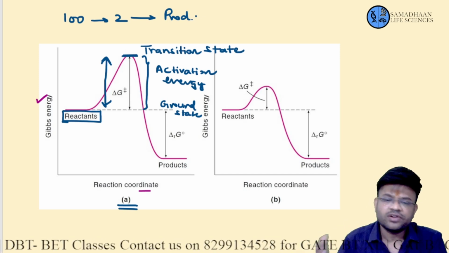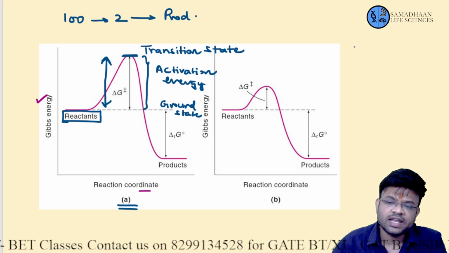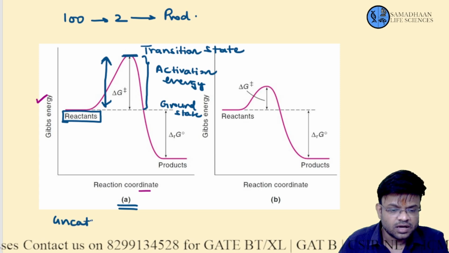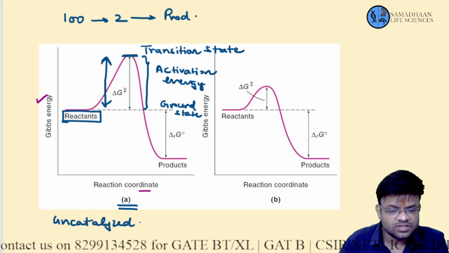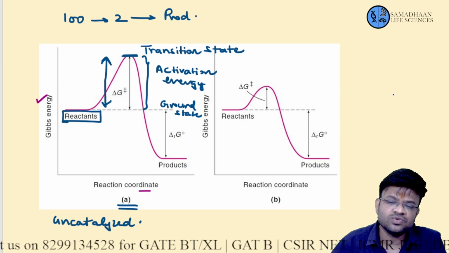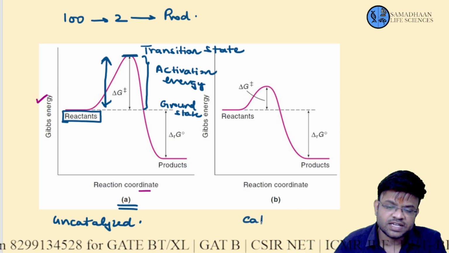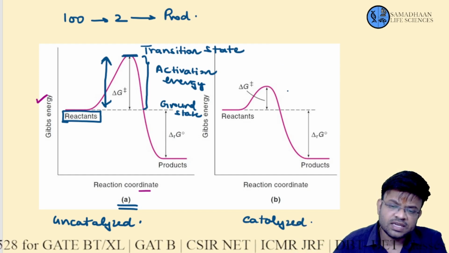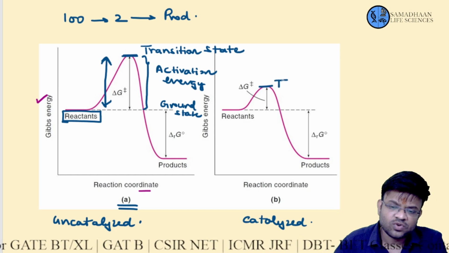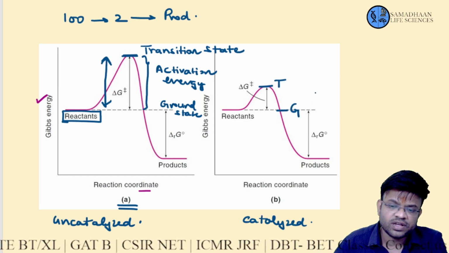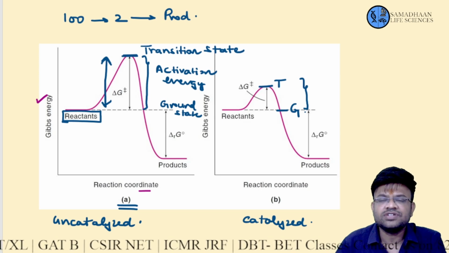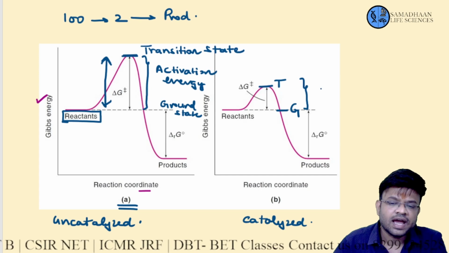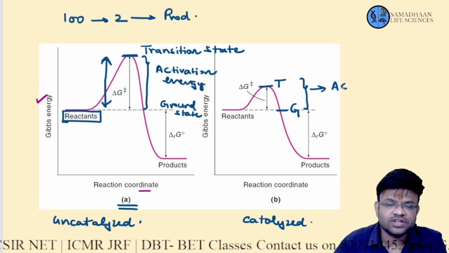Now, on the contrary, let us say that we are using an enzyme over here. So this was the uncatalyzed reaction, that means over here no enzyme was used. But let us talk about this reaction. Let us say that this is the catalyzed reaction, the B1. Now you can see that this is the transition state over here and this is the ground state over here. Obviously, the energy difference between the transition state and the ground state has decreased significantly, and this is called activation energy.